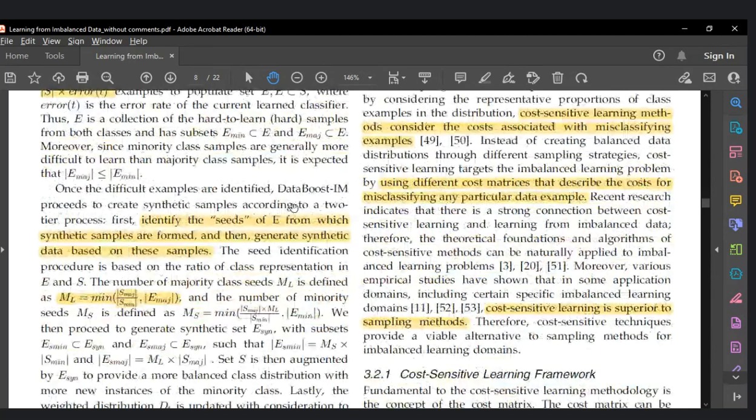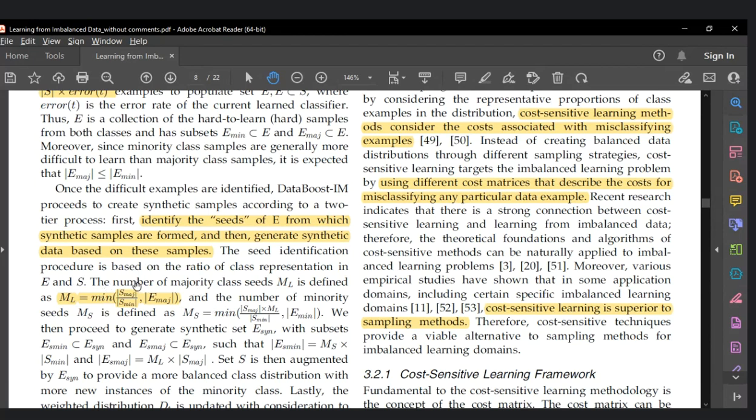Then, once those examples are identified and the set E is created, it creates synthetic samples, those fake samples, according to a two-step process. Firstly, it identifies a seed from E, and the seed is calculated here. So from E, synthetic samples are formed, and synthetic data is generated based on these samples. This is the seed identification process.